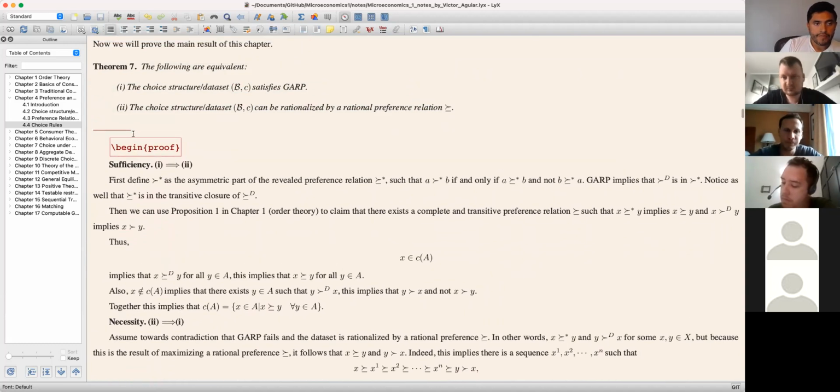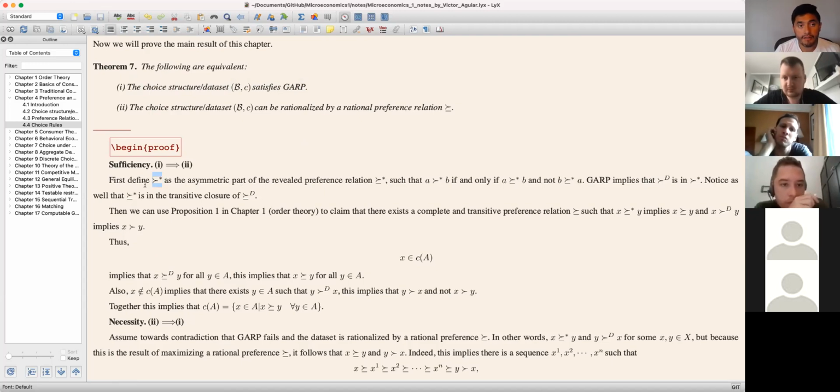So sufficiency, what does it mean? It means one implies two. So imagine, and this is the hard one in the 10 minutes I have, the choice structure dataset satisfies GARP. I'm gonna show that the choice dataset structure can be rationalized by a preference relation. This is the hard one. So first, I'm gonna define a candidate preference relation.